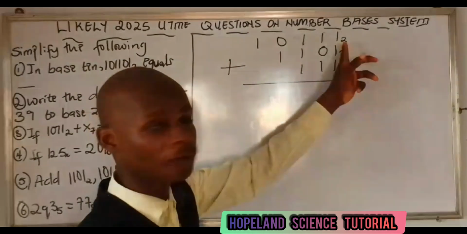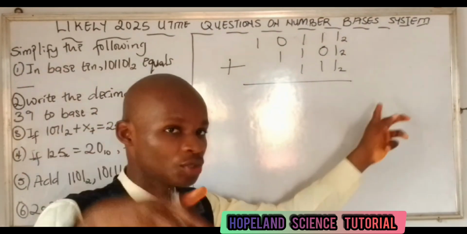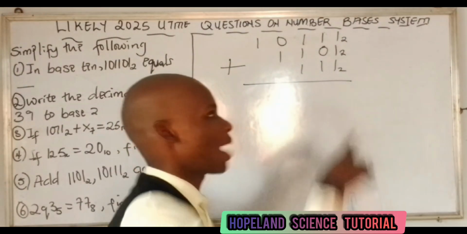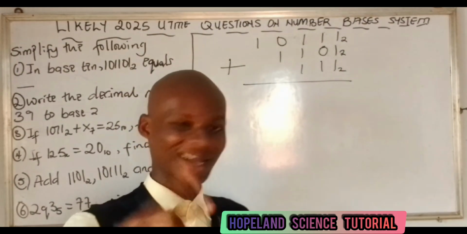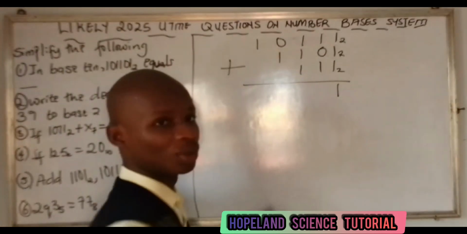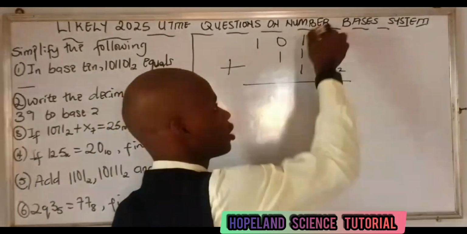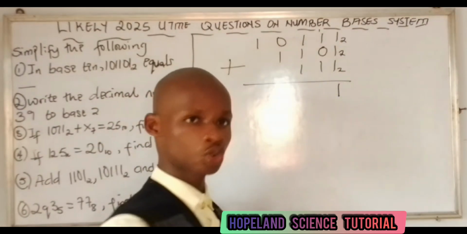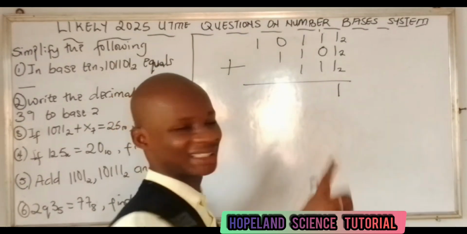So here we have 1 plus 1 plus 1 giving us 3. So 3 is greater than the base. What are we going to do? We'll divide 3 by 2, which is the base. So 3 divided by 2 will give us 1, remainder 1. The remainder is what we'll put down here. That 1, the number of times it goes, we'll bring up here to have 1 plus 1 is 2, 2 plus 0 is 2, 2 plus 1 is 3.